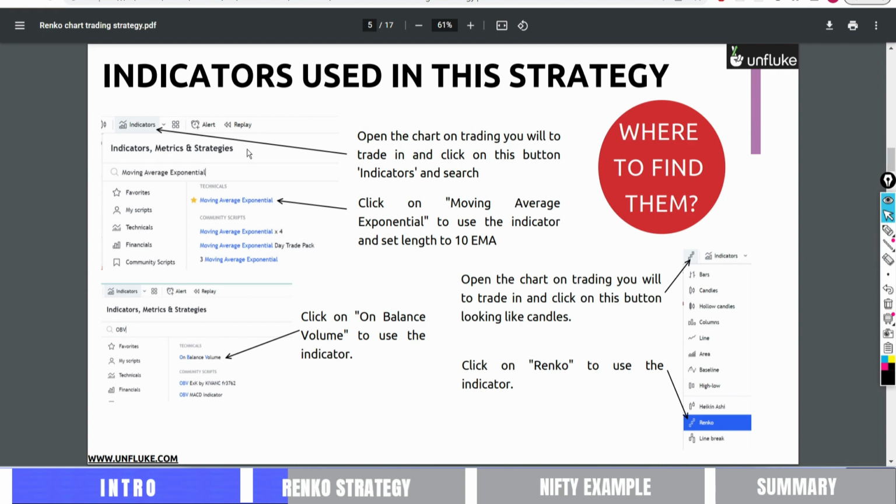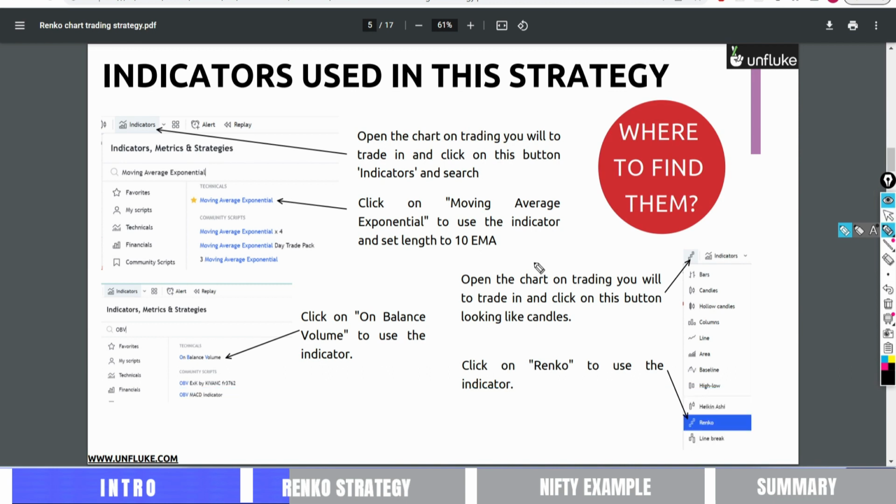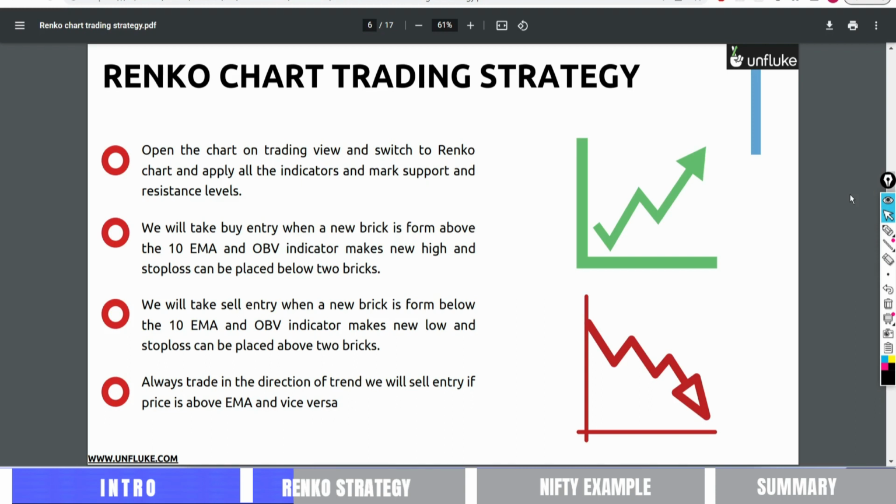In this strategy, I will be using the 10 EMA, an exponential moving average, and why I will be using that is if the RENKO bar is above the 10 EMA, I will buy, and if it's below the 10 EMA, I will sell. But I will be requiring one more confirmation before I take the entry. I will only be taking entry once I get a confirmation from the OBV, which is the on balance volume.